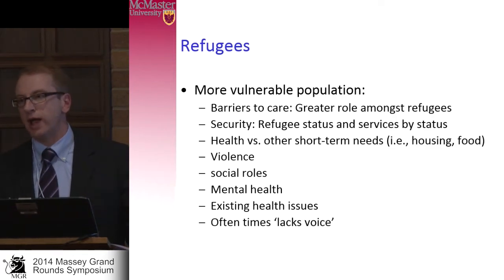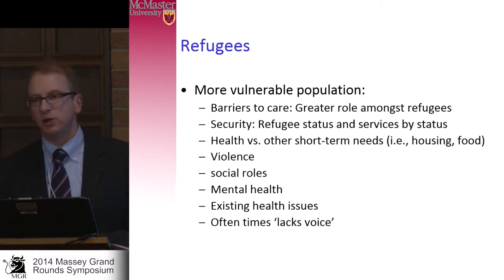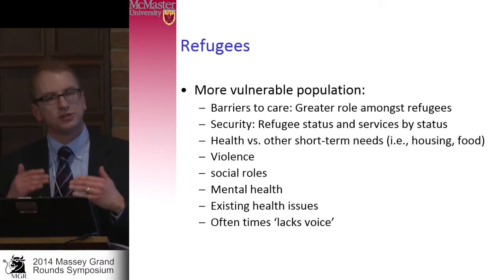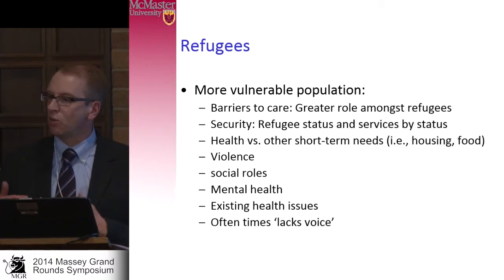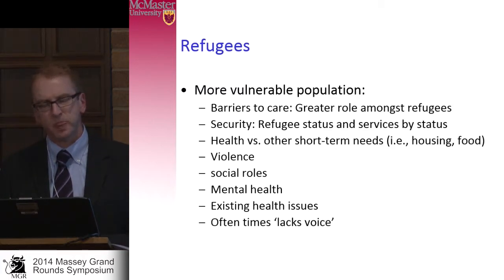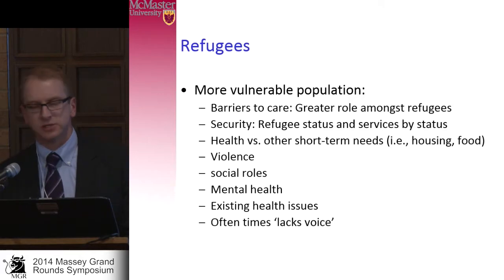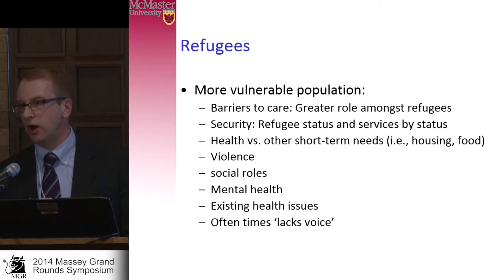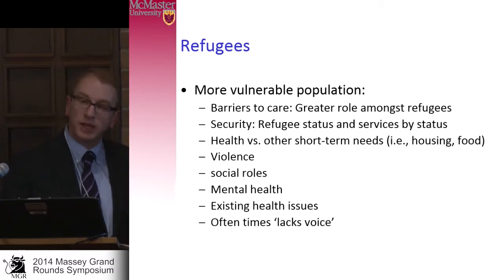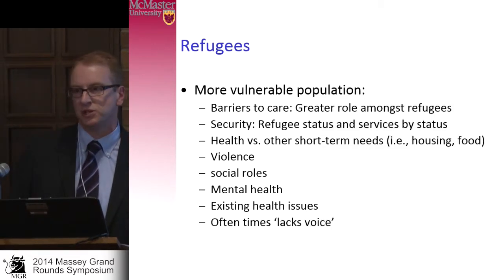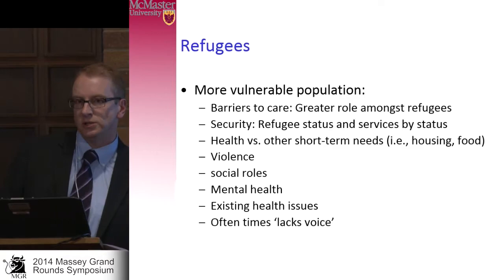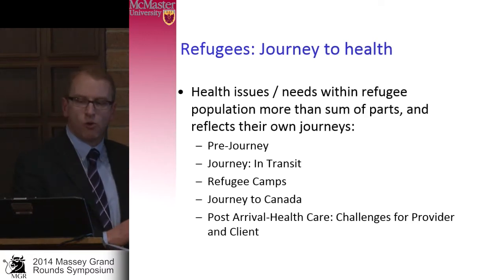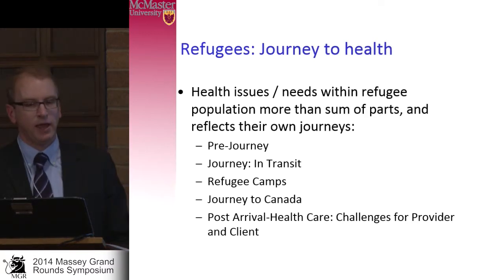Refugees often experience violence, coming from refugee camps, for example. The social roles mentioned in the previous slide, certainly those social roles: who is able to act, who is able to talk, what role do they have in society. Mental health: we see greater mental health needs amongst refugees, often coming in with existing health issues, and this population often lacks a voice here because of their relatively tenuous situation. They're not the people wanting to speak out and raise issues, again in part fearing for their own security and their ability to remain in Canada.